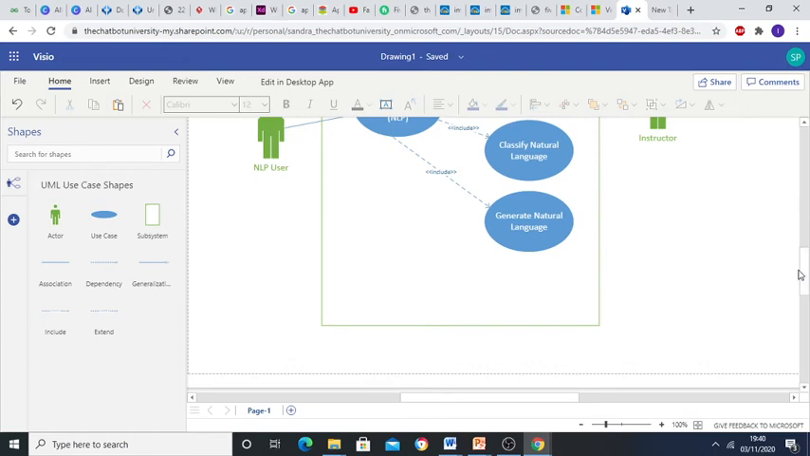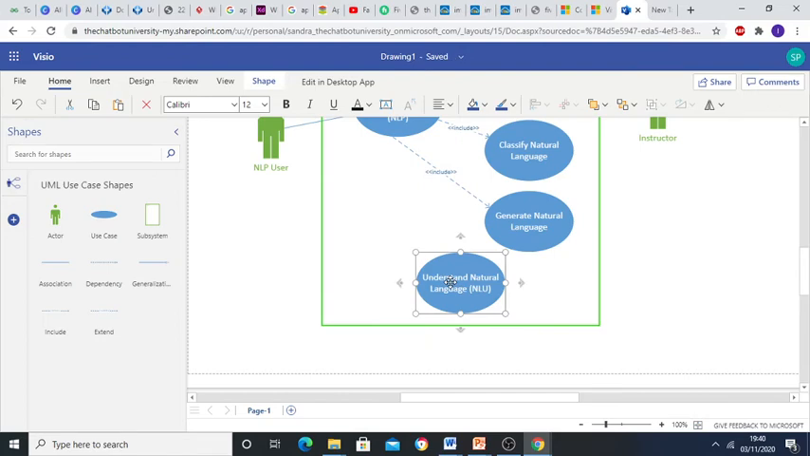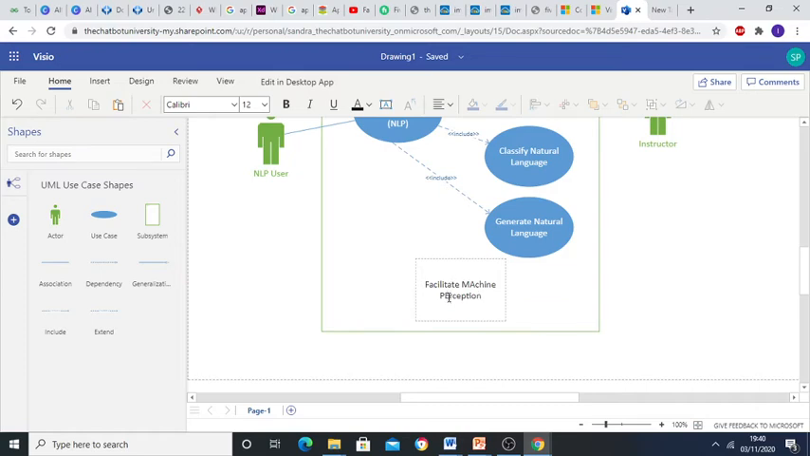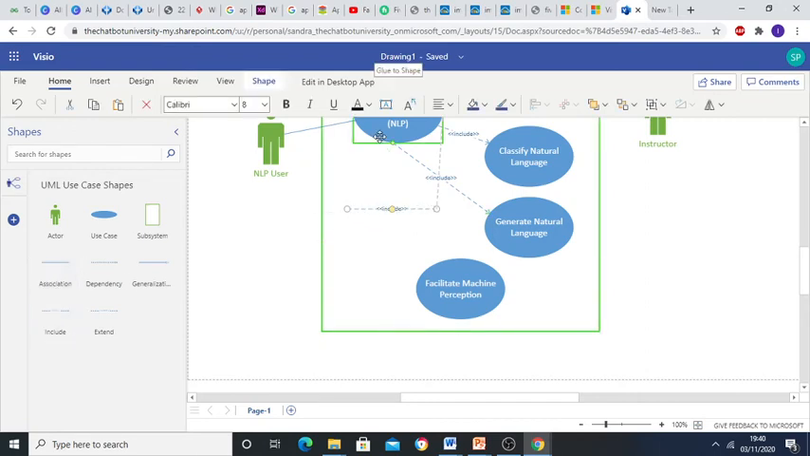And also there is the facilitation of, facilitate machine perception, which is getting the machine to understand the human speech. So I hope this is getting clear.